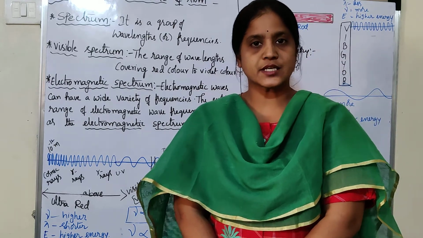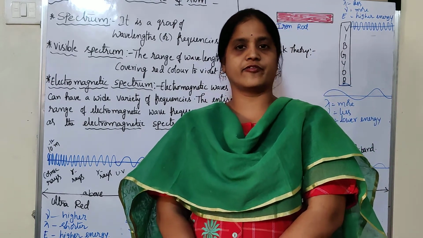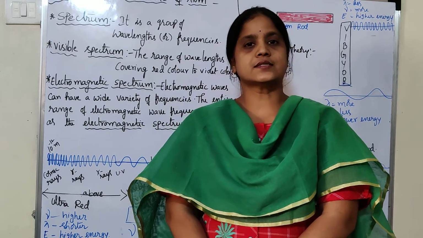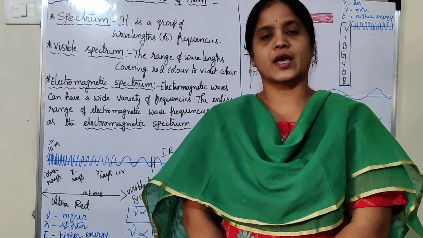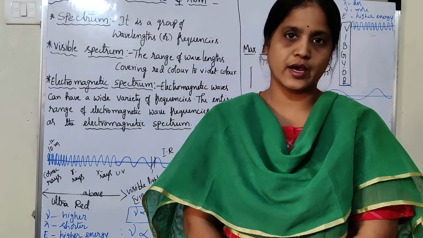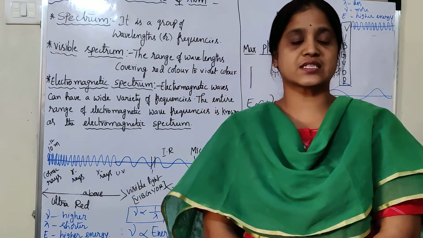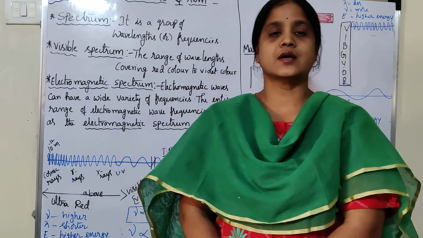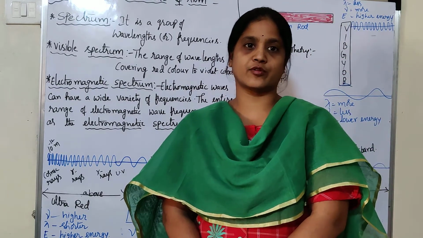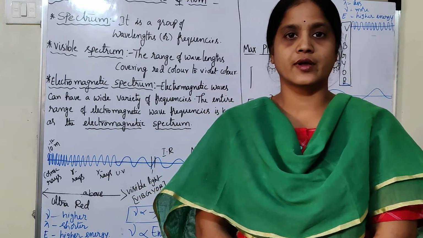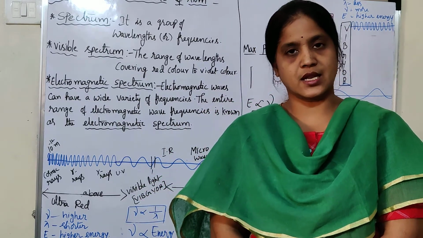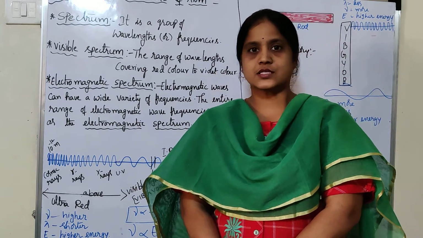So what is the relation between wavelength and frequency? C is equal to hν. C is equal to hν. By using this relation, you can find out the speed of light in a vacuum by the product of wavelength and frequency. This we'll learn.